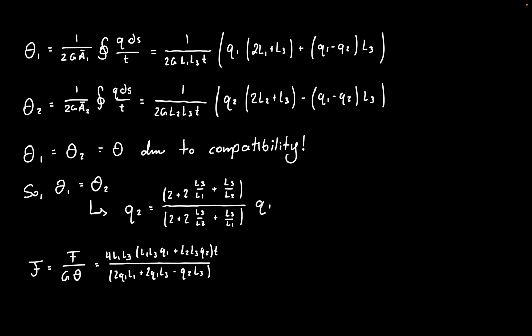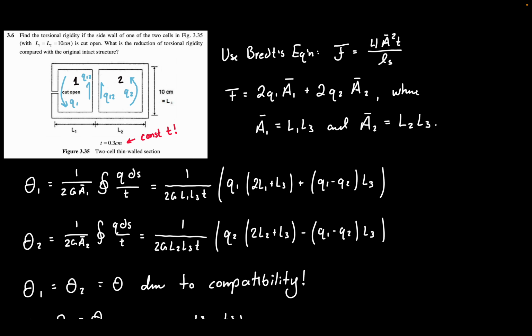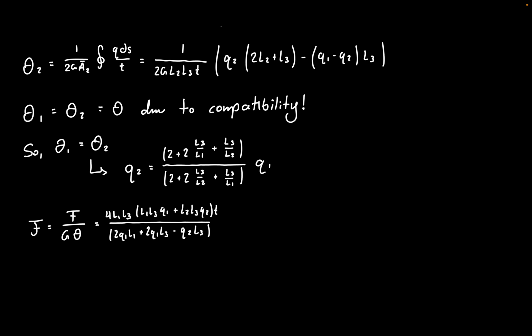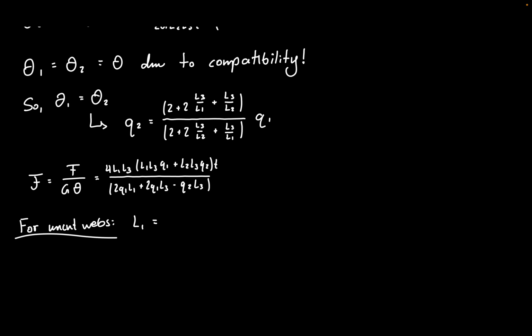So in the current problem, what we want to do is calculate the torsional rigidity for both the uncut and the cut structure. So we can imagine if this section was not cut, we want to calculate the torsional rigidity of the entire thing. And then we want to do it again, except leaving this cut there and then calculating the torsional rigidity of the entire structure. So we're going to do exactly that. But first, we're going to start out with the uncut web. So we'll say for the uncut webs, in this case we had L1 equal to L2, which is equal to L3, and that's given to us to be 10 centimeters, and that's going to be equal to L.